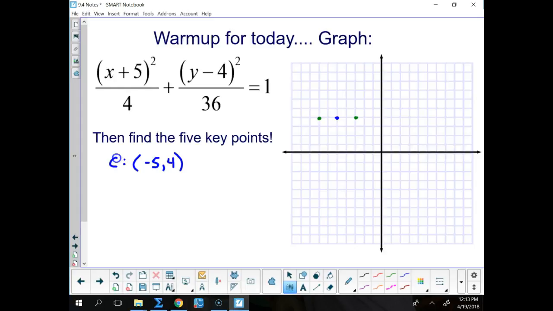Okay, pick somebody for the next one. Up and down? 6, because I'm looking underneath the y, so I go up and down 6. 1, 2, 3, 4, 5, 6. Okay? Pick somebody.